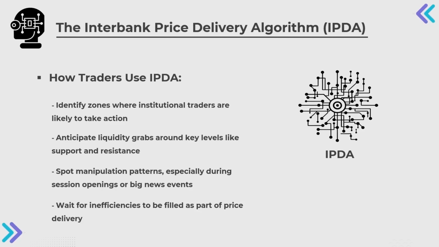Identify zones where institutional traders are likely to take action. Anticipate liquidity grabs around key levels, like support and resistance. Spot manipulation patterns, especially during session openings or big news events. Wait for inefficiencies to be filled as part of price delivery. So we fully discussed the Interbank Price Delivery Algorithm, and now you understand the main algorithm that drives the market.